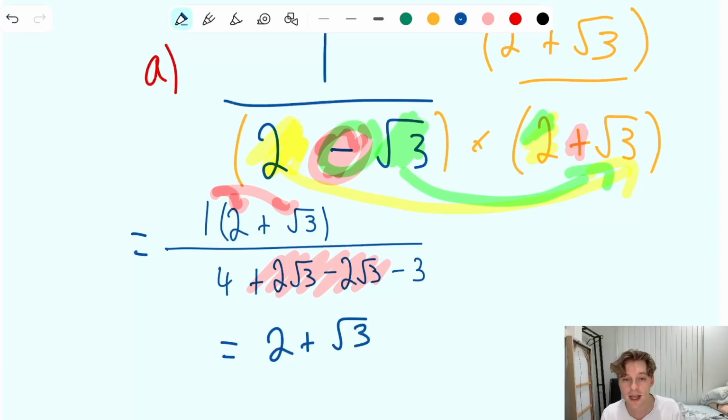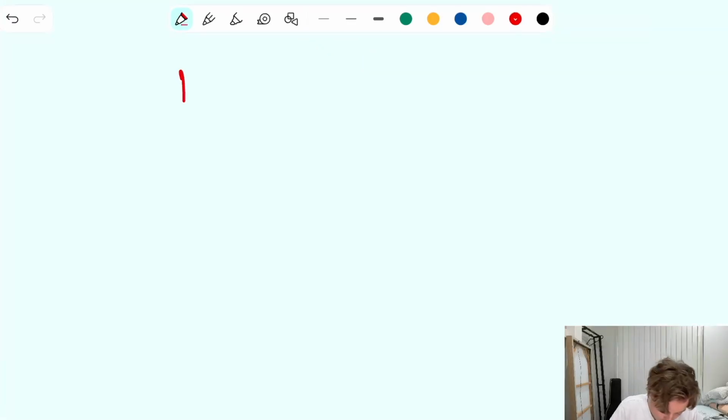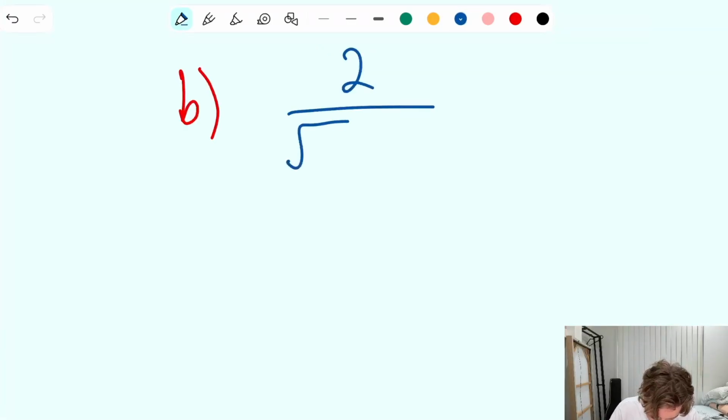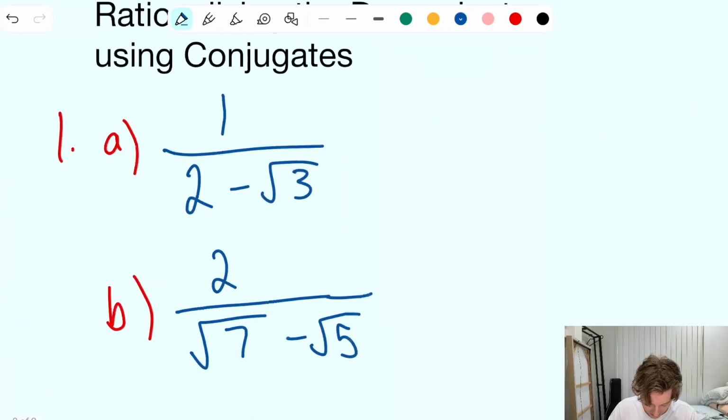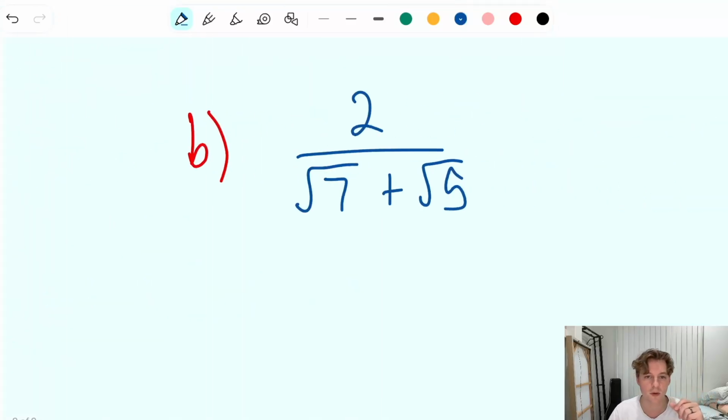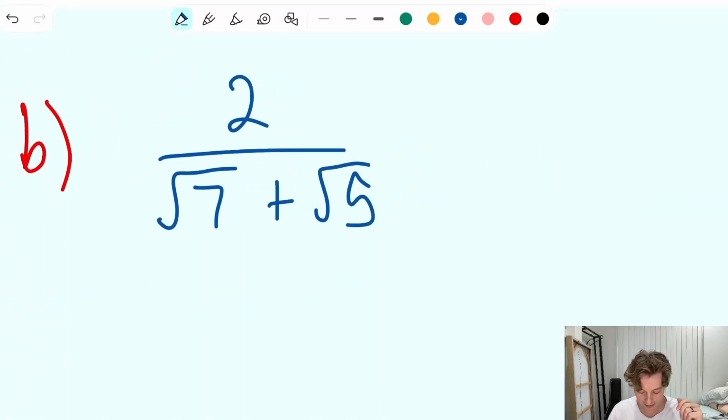I'll do it a little bit quicker, and I won't do so much coloring, so hopefully it's a little bit less confusing to look back on. So, part B. Part B was 2 over the square root of 7. I'm going to make it plus the square root of 5. The original question actually did have it as a minus, but I had a minus before, so I thought I may as well just show what happens if it's addition.